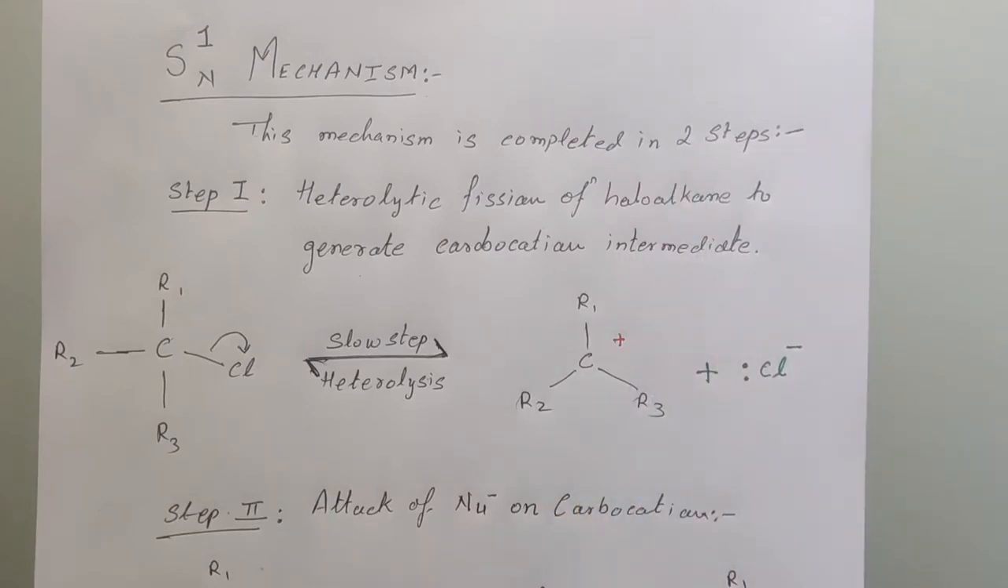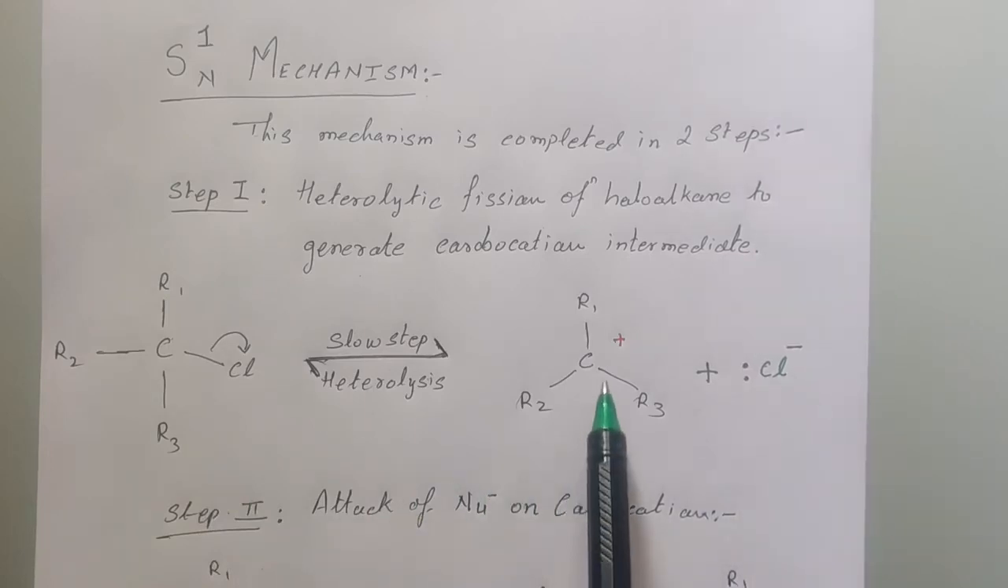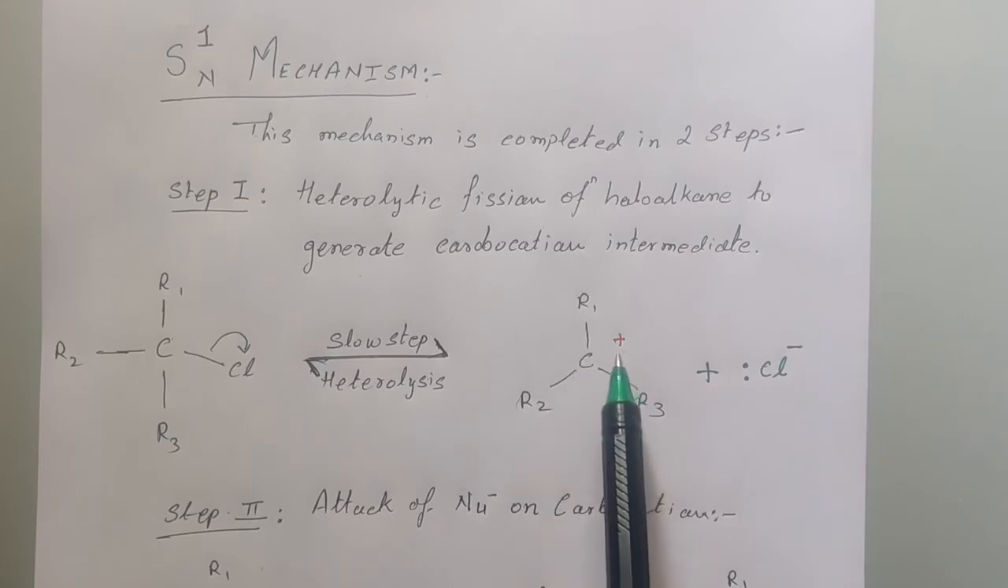Okay, so now let us begin with the detailed study of this mechanism. As you can see, the first step over here is the heterolytic fission of haloalkane to generate carbocation intermediate. Over here, can you see it very carefully, students? The carbon, and these are the three groups attached to the carbon. This is your leaving group, and there is a heterolytic fission. The chlorine is taking away both the electrons of the bond pair and getting separated over here. It's coming over here, and because of that, what is being generated? A carbon with a partial positive charge, which is carbocation.